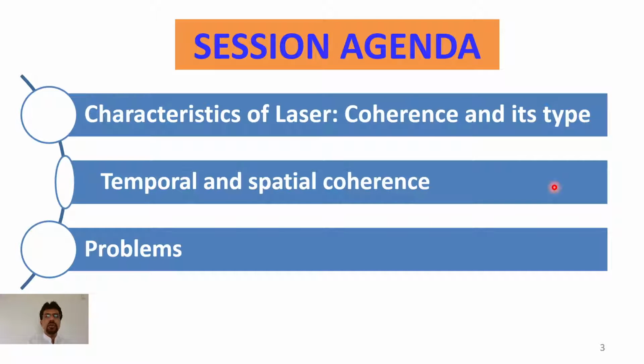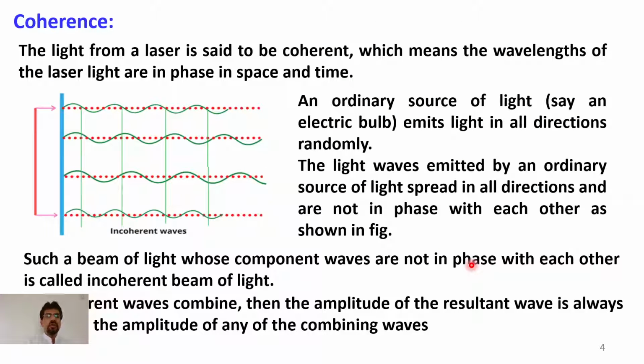Friends, today we are going to see in detail about the fourth characteristic of the laser, coherence and its types. Basically, there are two types of coherence. One is temporal coherence and the second one is spatial coherence. And the problem based on the coherence. Friends, we are going to see in detail what we mean by coherence.